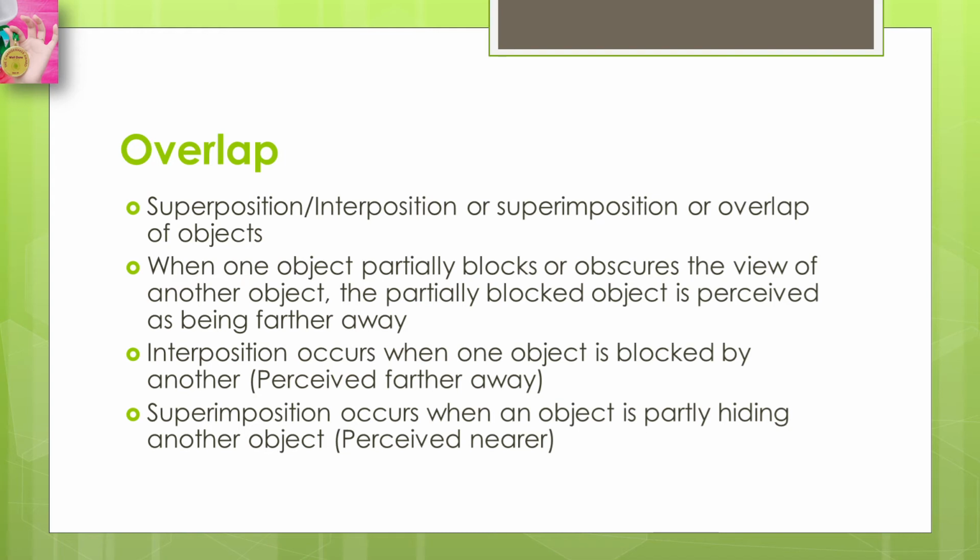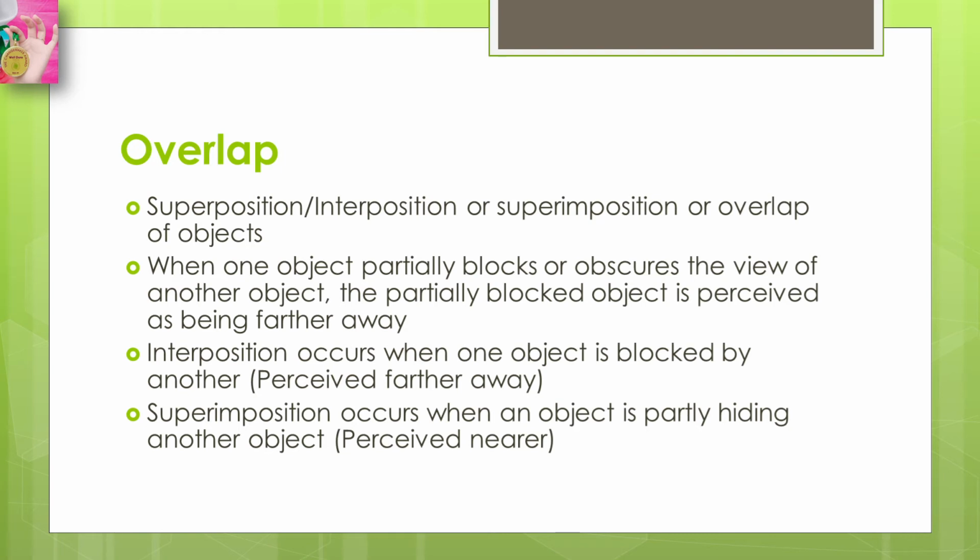Now, overlap or interposition describes the phenomenon in which objects close to us tend to block out part of objects that are farther away from us. Interposition occurs when one object is blocked by another, and when an object is superimposed upon another, partly hiding it, the superimposed object will appear to be nearer.